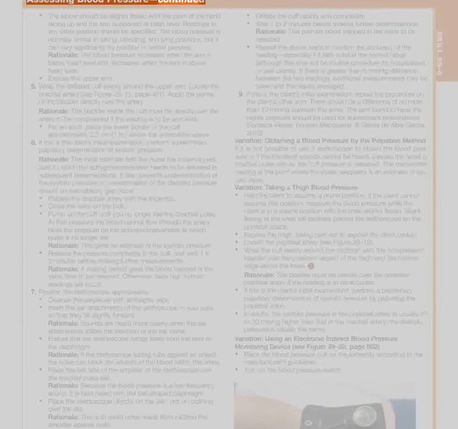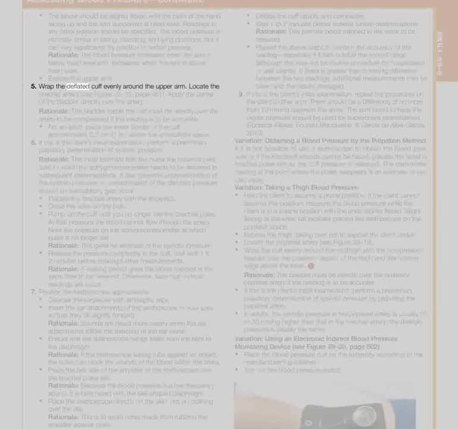Assessing blood pressure, continued. Skill 29-6. The elbow should be slightly flexed with the palm of the hand facing up, and the arm supported at heart level. Readings in any other position should be specified. The blood pressure is normally similar in sitting, standing, and lying positions, but it can vary significantly by position in certain persons. Rationale: the blood pressure increases when the arm is below heart level and decreases when the arm is above heart level. Expose the upper arm.